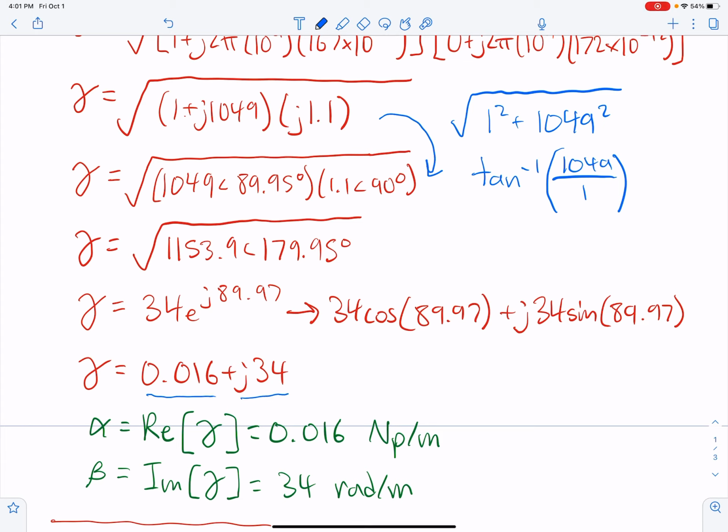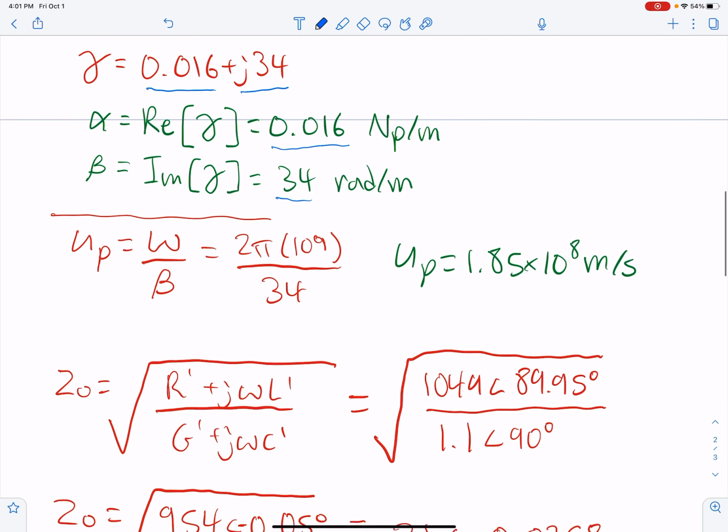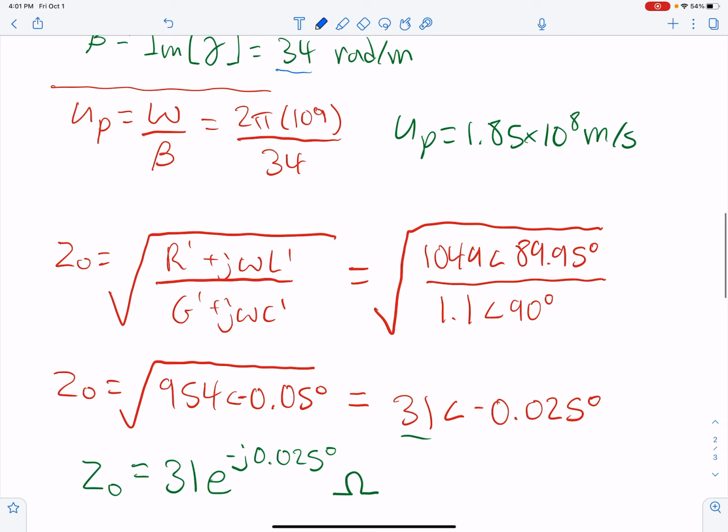And since we know that alpha is our real component, we can simply say it's 0.016 nepers per meter, and our beta as the imaginary component is 34 radians per meter. Going down here, we know that our phase velocity is simply our frequency divided by our beta term, so that's pretty straightforward.